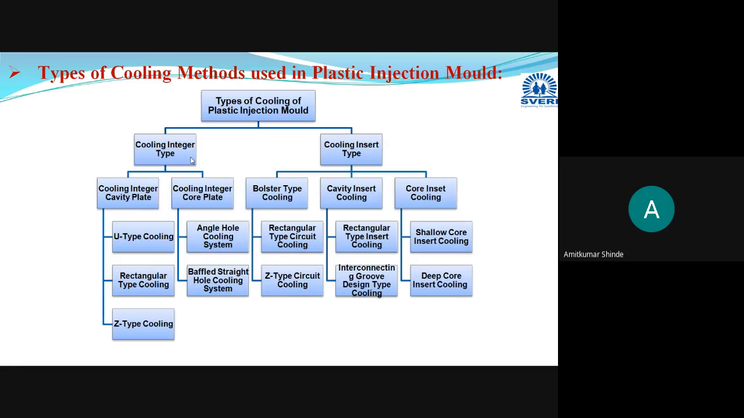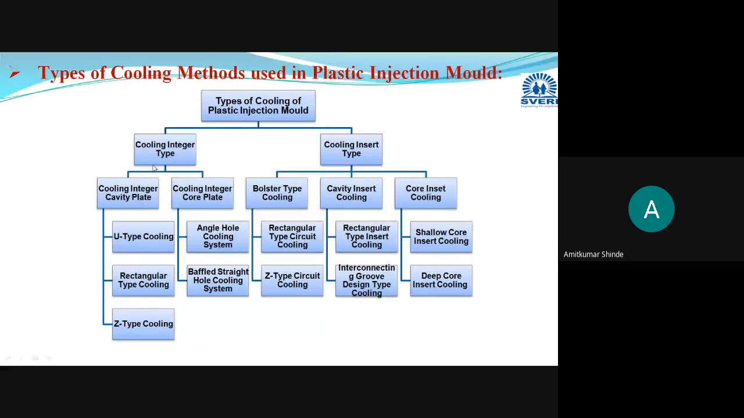Okay, these are the different types of cooling of plastic injection mold, and its brief classification. It is basically classified in two types: cooling of integer type and cooling insert type. Now, depending on the channels used, this is a brief classification, that is cooling integer type and cooling of insert type.